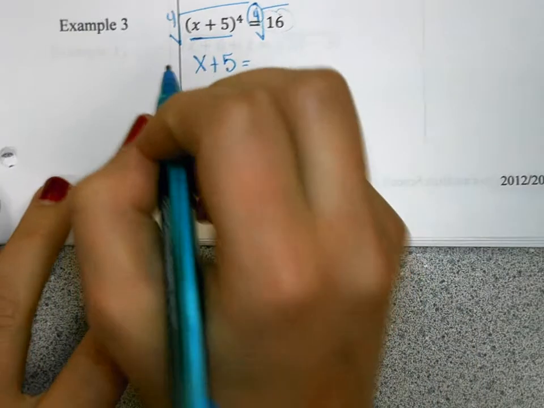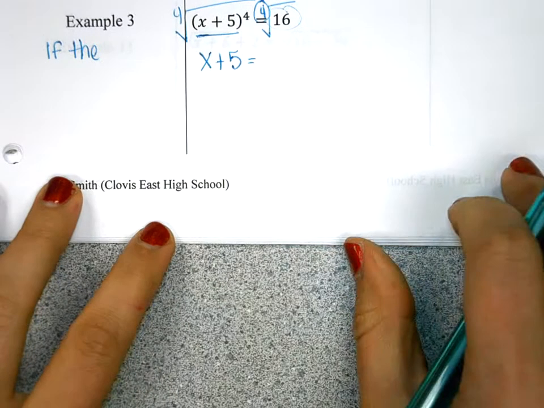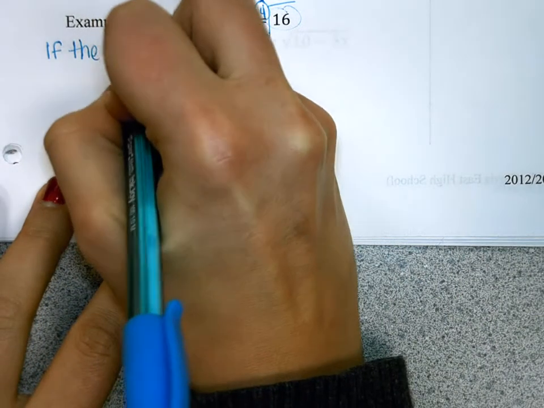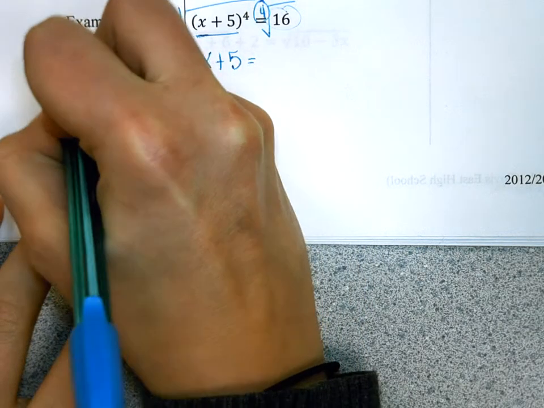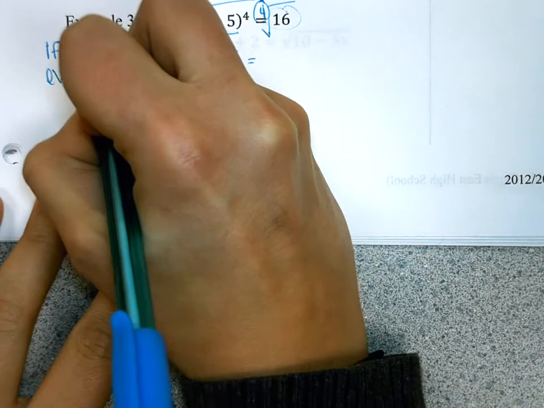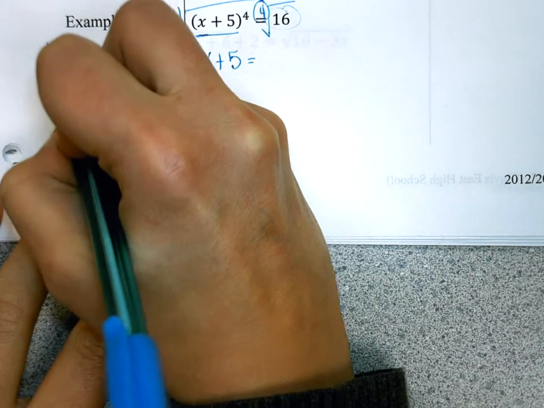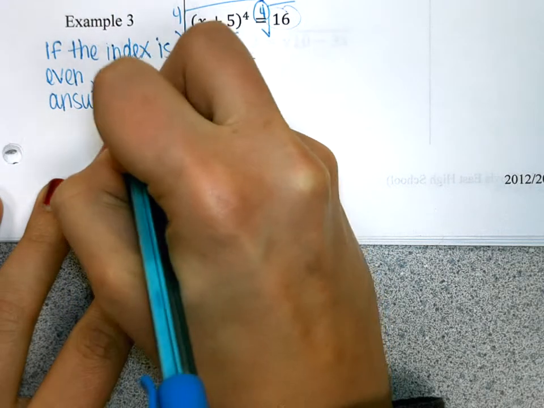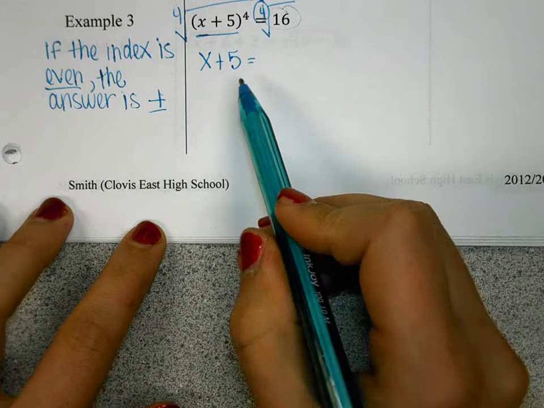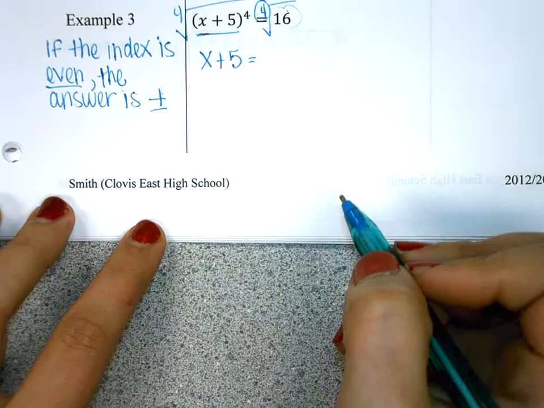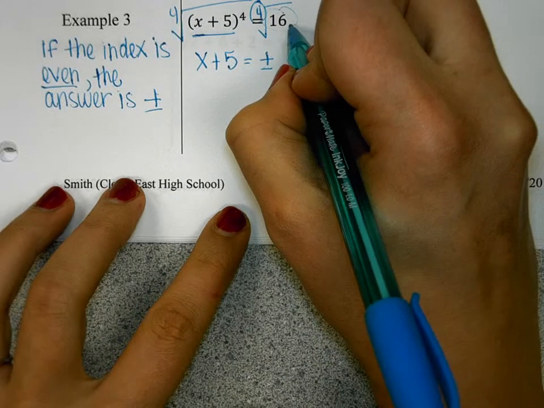So let's write that rule. If the index is even, the answer is plus or minus. So only if the index is even do you have to still worry about your answer being plus or minus. So this is actually going to be plus or minus, and then 16 breaks down to 4 and 4, and each of those break down to 2 and 2.